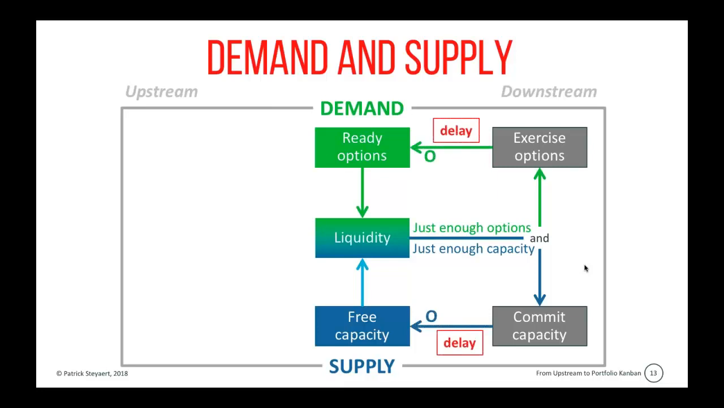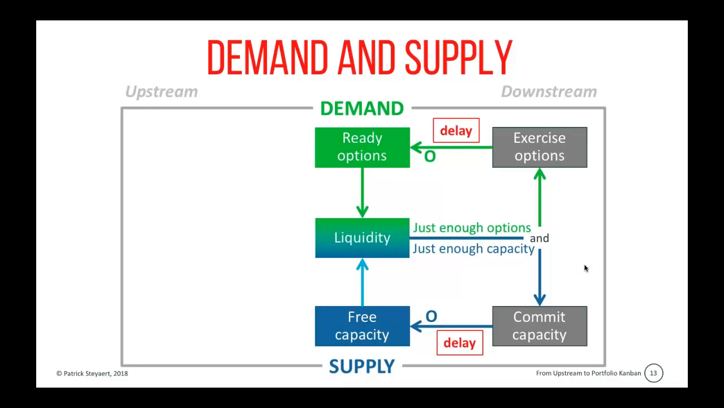With some delay, this means that we have fewer options ready because we've committed them. They're not an option anymore; they're a commitment, and we have less free capacity. So the two O's on the arrows are O's for opposite. The more options we exercise, the fewer options we have ready. The more capacity we commit, the less free capacity we have.